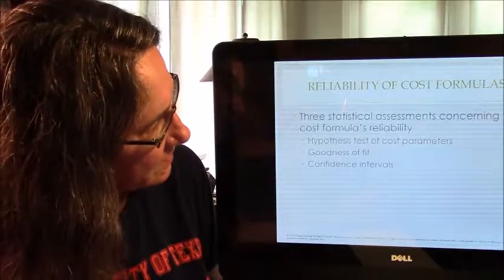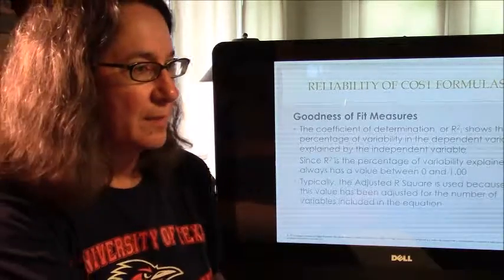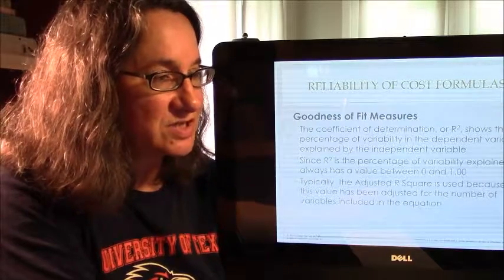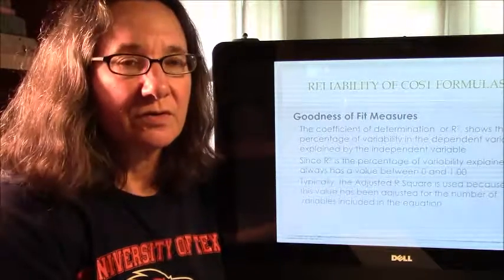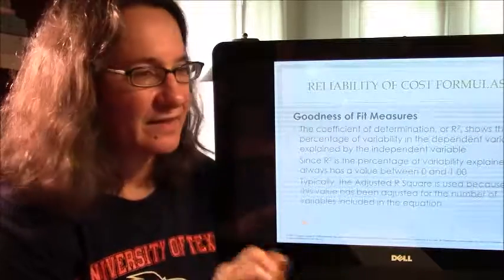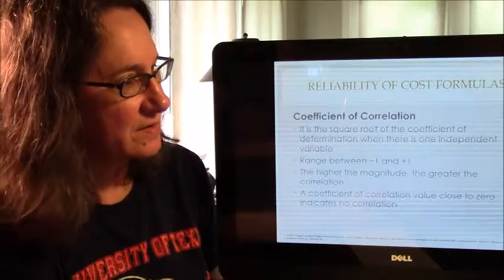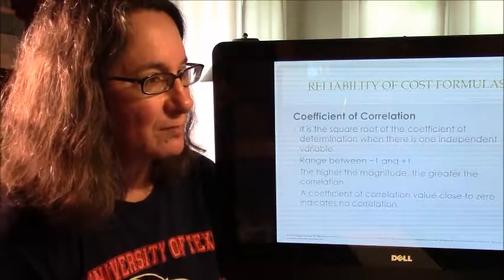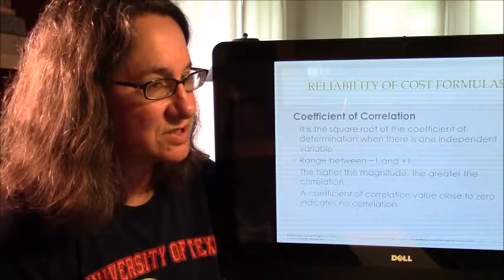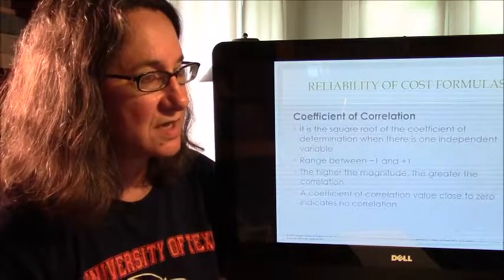All right, so goodness of fit, using R squared is good. Adjusted R squared just means it's been adjusted for the number of variables, or what we call degrees of freedom. We'll get to that in a minute too. All right, so the next way we can tell if we did a good job is look at the coefficient of determination and what we call the correlation coefficient.